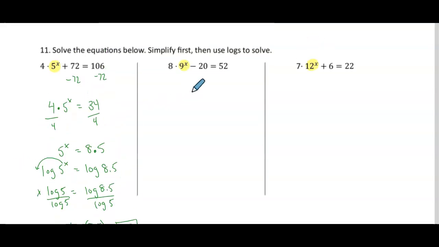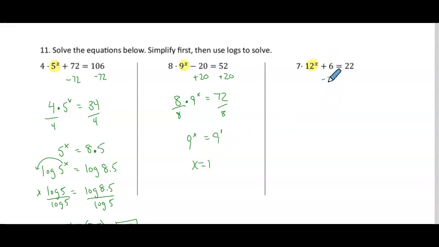All right, same thing for number 8. First thing is to move the 20, so I need to add it this time. So that means 8 times 9 to the x equals 72. So if I divide by 8, I get 9 to the x equals 9. I could log both sides, but I already know, because this is technically 9 to the first, the only way for this equation to be true is if x also equals 1. So that one doesn't really require any more work. Now if this was any number other than 9, then I would do the same thing. I'd put a log on both sides, bring the x in front, and solve it that way. But because it was this way, and they matched, I can just match them up.